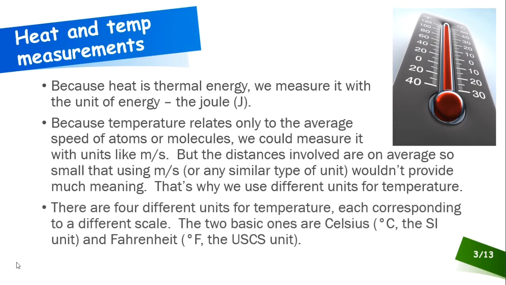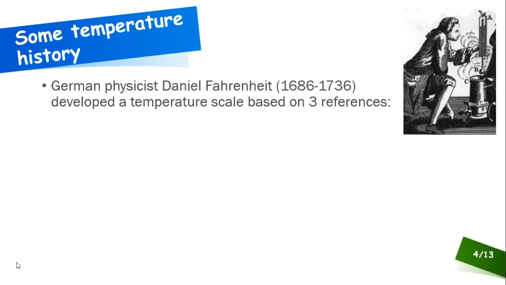There are basically 4 different units that we could use, each based on its own separate scale. The 2 basic scales that we have are Celsius, which is the SI system, and Fahrenheit, which is the US customary system. Let's talk a little bit about each of these scales and where they came from.